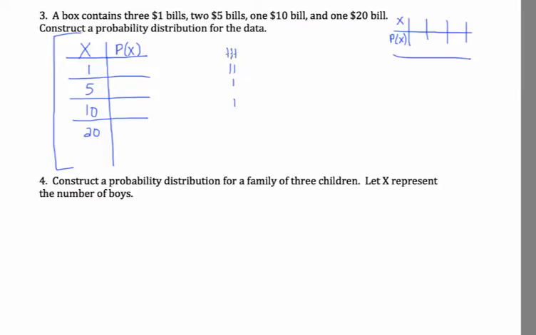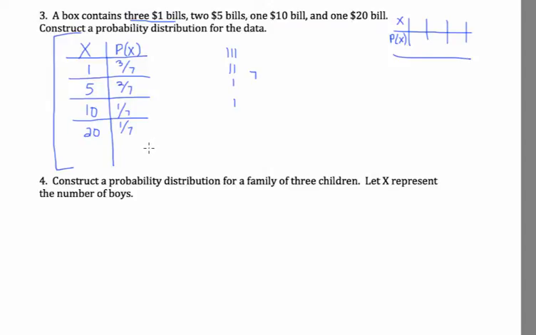So how much is that all together? 1, 2, 3, 4, 5, 6, 7. There's 7 bills all together. So that means that if I've got 3 $1 bills, the probability is 3/7, 3 out of 7, that I'll get the 1. There's 2 $5 bills, so that's 2/7 that I'll get the 5. And 1 $10 and 1 $20. So the probability that I'll draw a 10 or a 20 is 1/7.